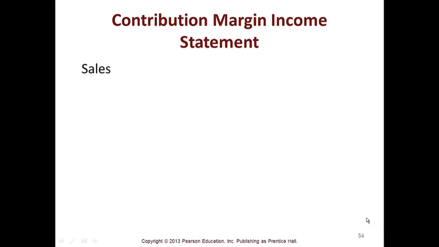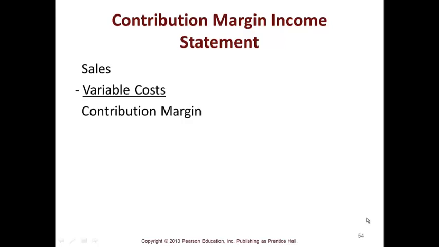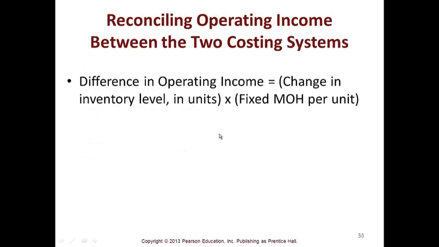This is what it looks like. Sales minus variable cost is contribution margin, minus fixed cost is operating income. Now you need to reconcile the two, because you don't want to throw numbers out into the world, whether they're internal or external, if you can't explain the difference.